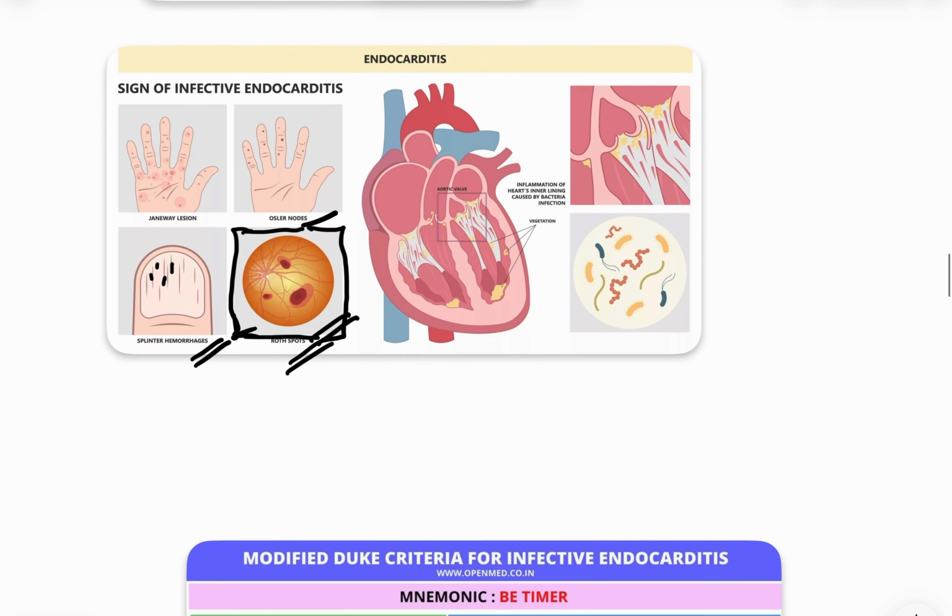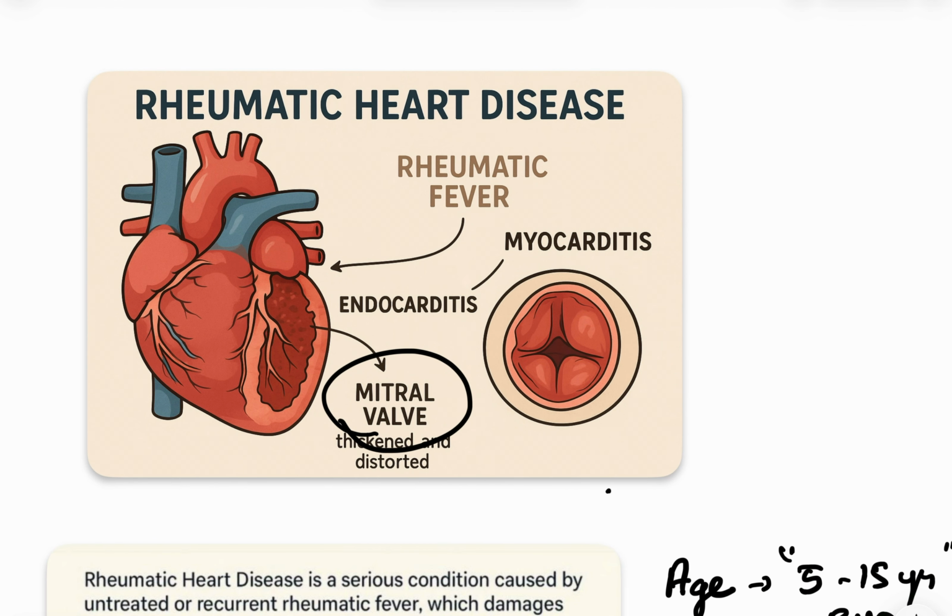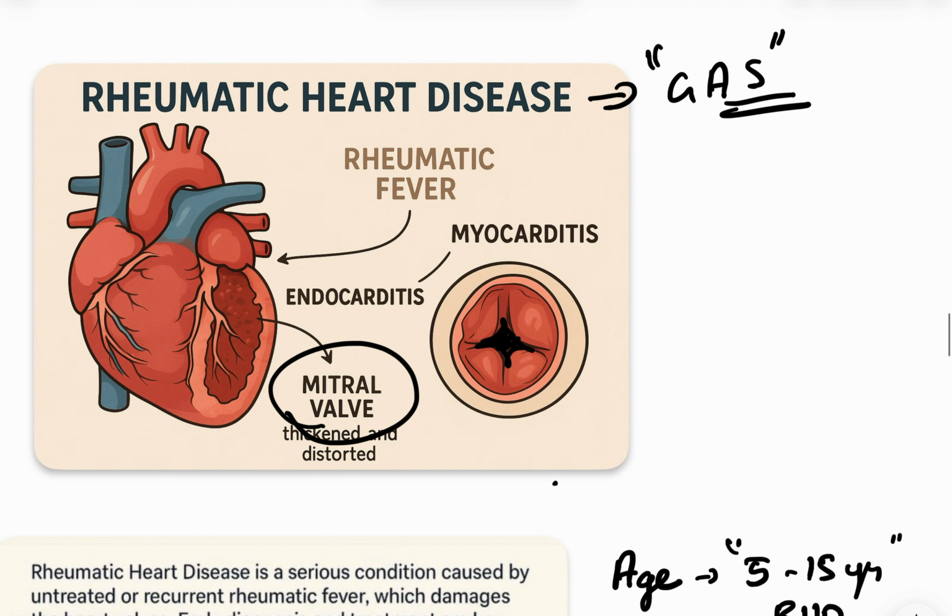And then we studied rheumatic heart disease. In most cases it affects the mitral or bicuspid valve of the patient, ending up in mitral stenosis. Whenever somebody says rheumatic heart disease, remember GAS: group A beta hemolytic streptococcal infection, which remains in the patient for a prolonged period. Left untreated, the patient can develop rheumatic heart disease.